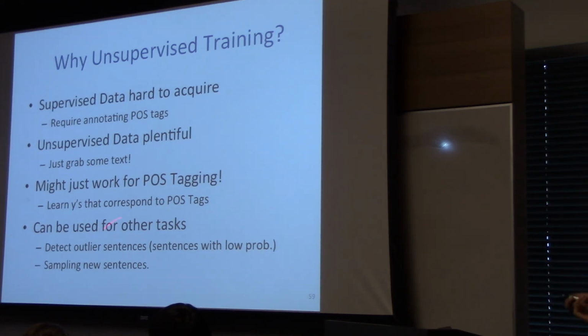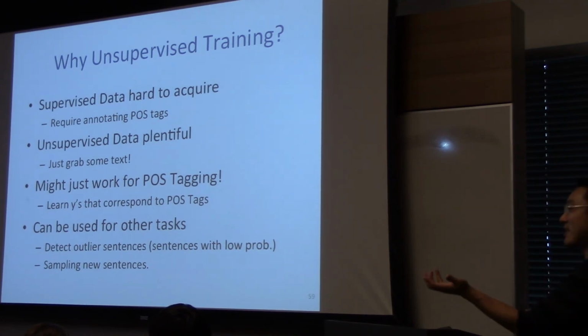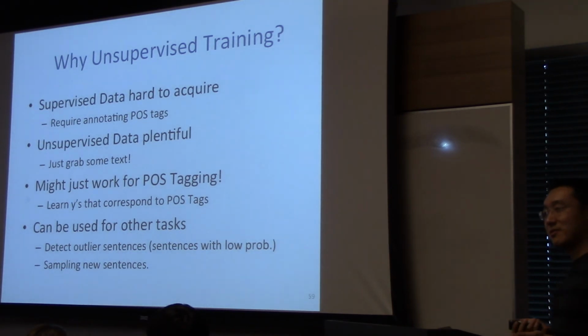You can also say, I want to detect sentences that seem very strange. Usually people don't say a sentence that looks like this. So you could do outlier detection if you have a probabilistic model that says, okay, here's a sentence that has very low probability according to my model on this unsupervised training set. So maybe there's something strange about it.